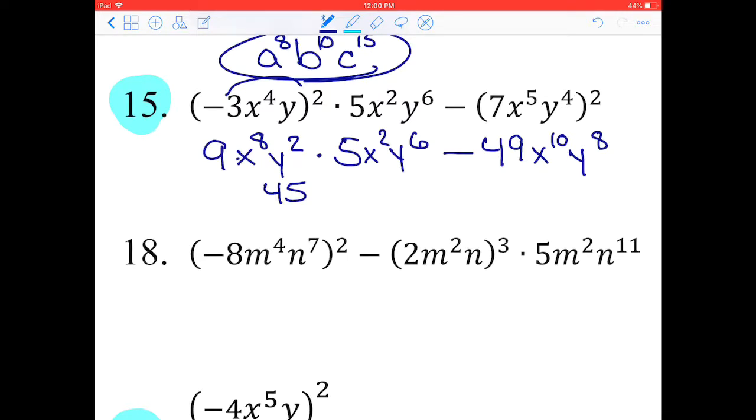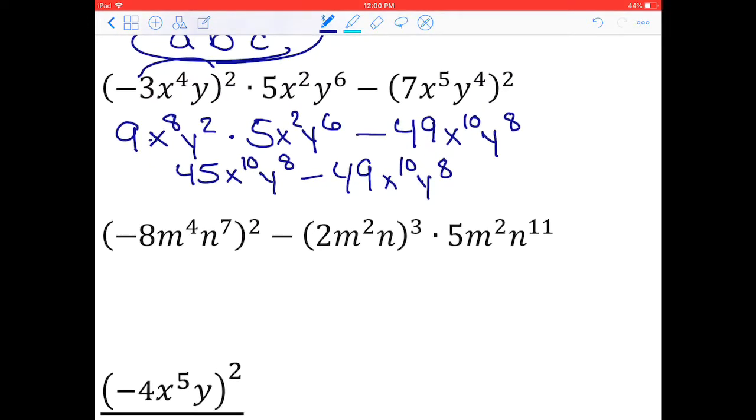x, 8 and 2 makes 10. And for y, 2 and 6 makes 8. And I want you to notice that this problem is basically setting itself up for them to have like terms. This always happens. You'll notice. Minus 49, x to the 10th, y to the 8th.